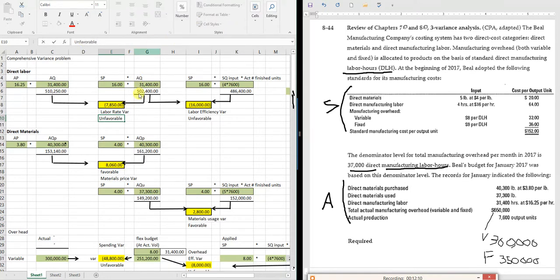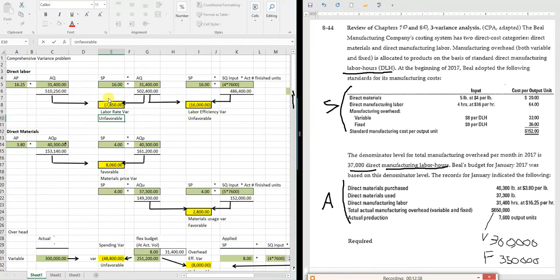A scenario may be overtime, and as I worked more overtime, things weren't done quite as efficiently. Sometimes if this is favorable and this is unfavorable, I've had less skilled workers on the job and they didn't do it quite as quick. Sometimes it's best to net these out. So if this one is favorable and this one is unfavorable, I paid higher skilled workers but they did it more quickly.